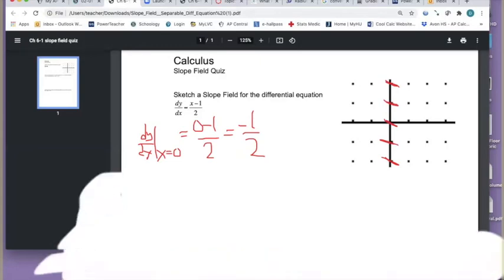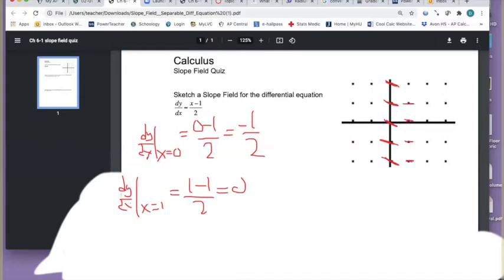I don't want to do too many of these because I don't have time. All right, how about dy/dx at x equals 1? Well, that's going to be 1 minus 1/2, which is going to be 0. So we're going to have slopes of 0 there. I hope you can look at that differential equation and imagine the integral is going to be a quadratic. I think we just found the vertex.